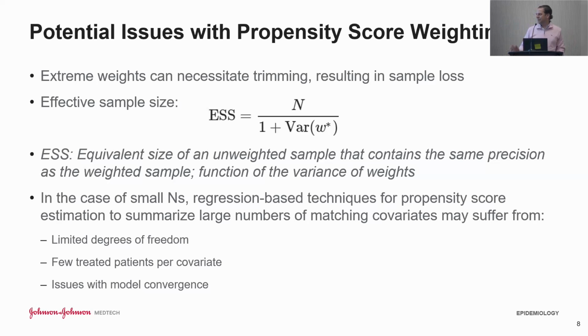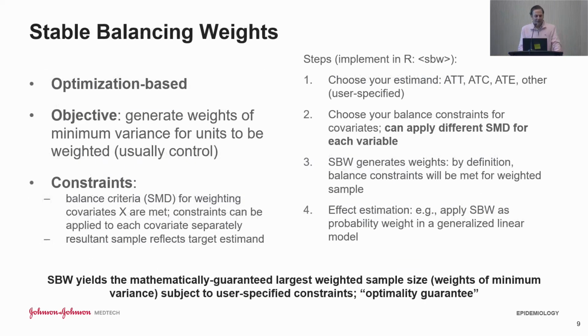In the cases with small samples, regression-based, like maximum likelihood techniques for propensity score estimation can also have problems. Sometimes, in the case of rare exposures, you can have limited degrees of freedom. You can have few treated patients per covariate, and you can also sometimes have issues with model convergence. So enter stable balancing weights. Again, this is Jose Zubizarreta's creation, and it was designed to address these problems.